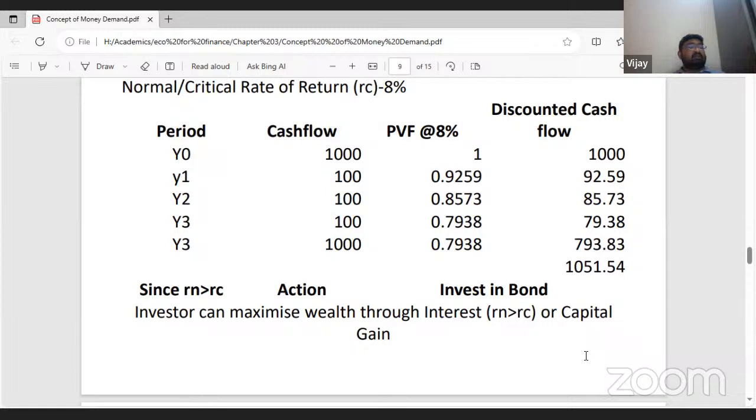So when interest rate increases, demand for money decreases. Inversely related.